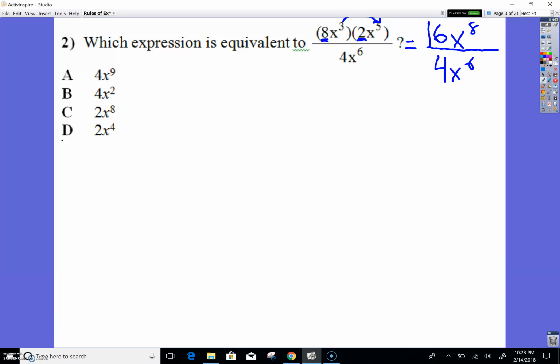And now I'm going to do the quotient rule. Remember the quotient rule with the coefficients, or the big numbers? We just divide like normal. 16 divided by 4 is 4. With the exponents, they're the same base, so we subtract when we divide. 8 minus 6 is 2. So it should be 4x to the second power.